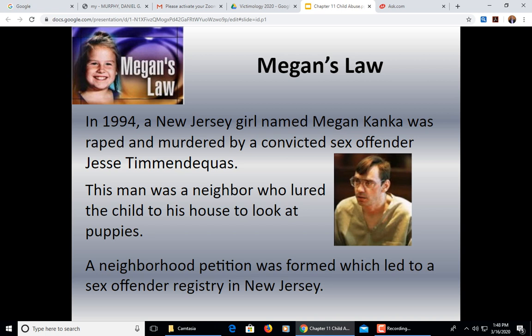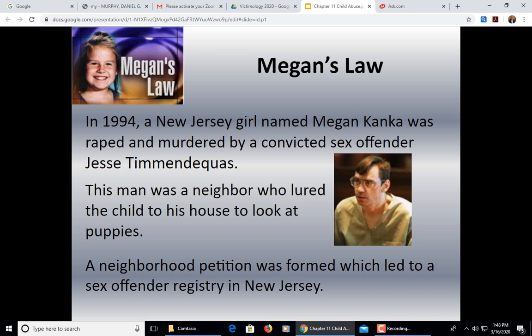Megan's Law. This was created in 1994, just as it says, after Megan Kanka, who was raped and murdered by a neighbor. As you can see, he lured the child into his house to look at puppies, and once inside, he raped and murdered this girl. It created outrage in the community for two reasons. The first reason being that the child was raped and murdered. But the second reason was, how could someone so dangerous be living amongst them?